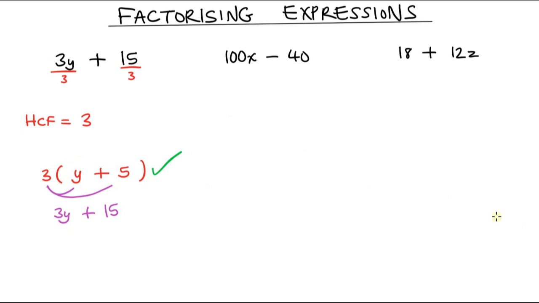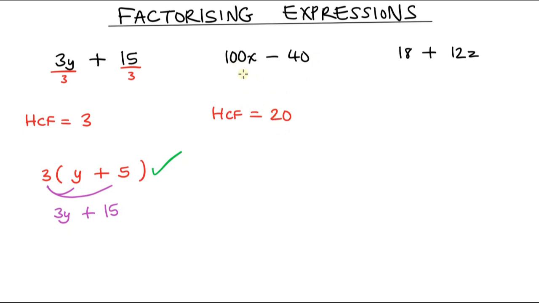Okay, let's go through the second example, and I'm going to do exactly the same thing. I'm going to work out the highest common factor of these two terms. So notice they are both divisible by 10. I can divide both of these numbers by 10, but that's not going to be the highest common factor. I can also divide these two numbers by 20. So my highest common factor is 20, and again I can't factor out any letters because I've got x over here, but I don't have any x's over here. So the only thing I can factor out is 20.